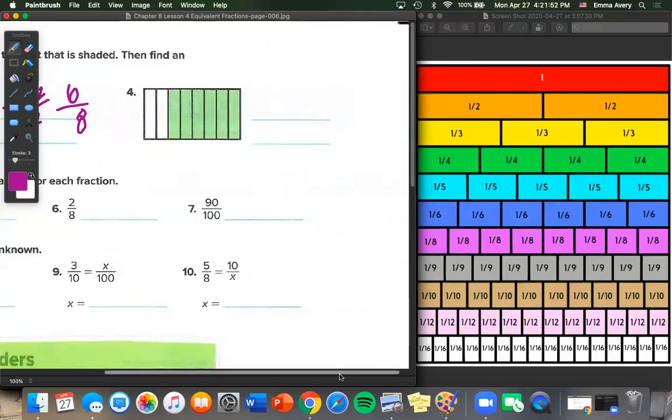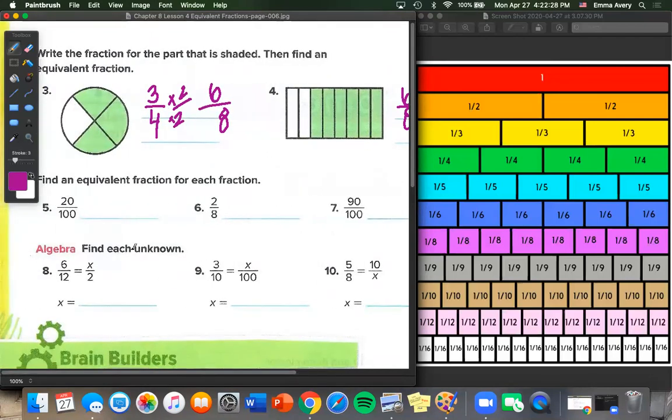Then on to number 4. So how many pieces do we have? We have 1, 2, 3, 4, 5, 6, 7, 8, and 6 of them are colored in, so 6/8. Let's use our chart for this one. So 1, 2, 3, 4, 5, 6. Well, if we line that up, that's also equal to 3/4. We also know that because if we divide each side by 2, 6 divided by 2 is 3, 8 divided by 2 is 4.